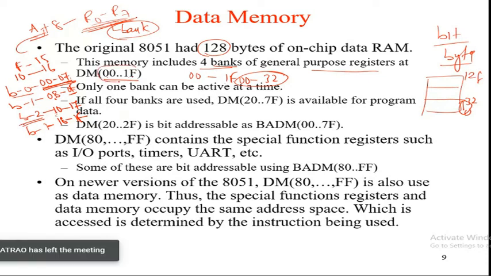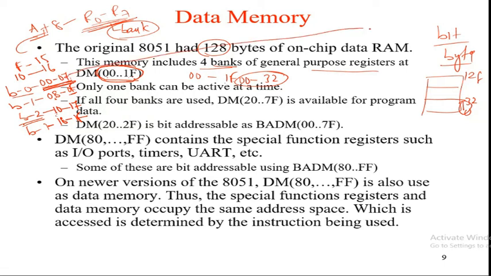This is the complete register division from 00 to 1F. So in 00 to 07, a total of 8 addresses are organized as 8 general purpose registers, that is R0 to R7: R0, R1, R2, R3, R4. Which bank we are using will depend on the bits of the program status word, which we will see later.